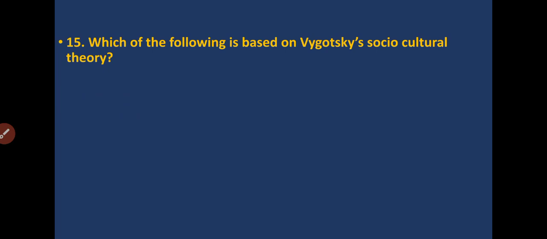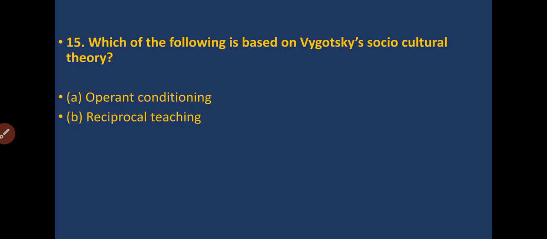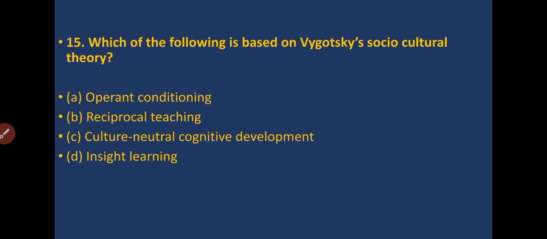Next, which of the following is based on Vygotsky's socio-cultural theory? A. Operant conditioning. B. Reciprocal teaching. C. Culture-neutral cognitive development. Or D. Insight learning. Correct answer is option B. Reciprocal teaching. And so we have practiced 15 important questions on the various theories of Vygotsky, Kohlberg and Piaget.